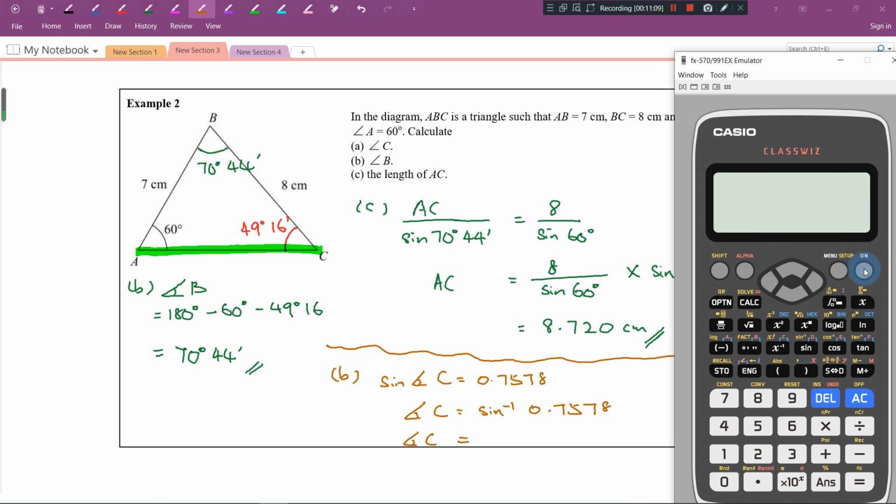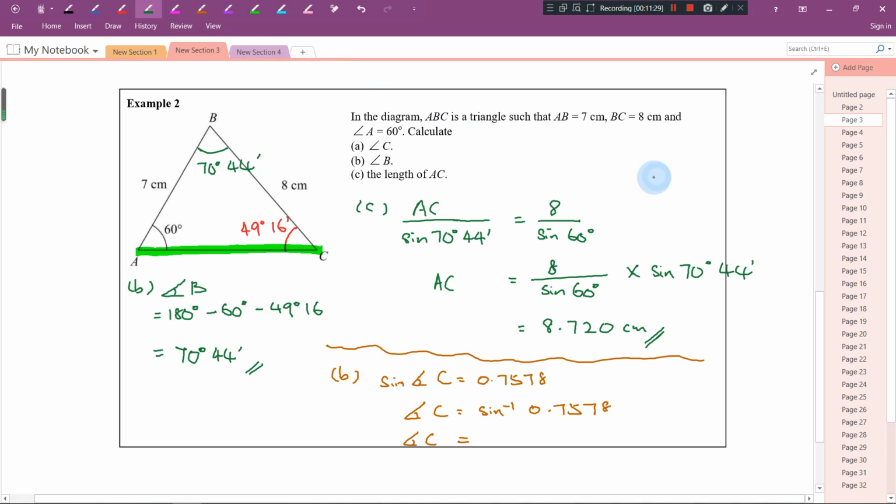Don't press this way. Some students might do it this way. They press sine, then for this calculator it should be no problem. But for the casio 570, some students press sine, then they press this power, then they press -1, and then key in 0.7578. This is not correct. This is not the way to key in the calculator. So just be more careful. You need to practice more.